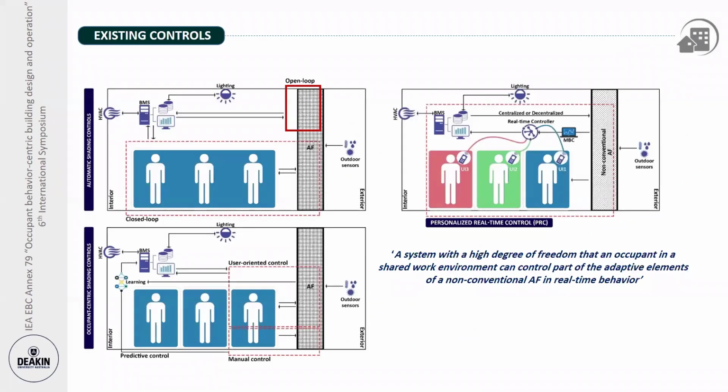Therefore, with respect to automatic shading controls, we have the open loop, where there is no feedback loop. We have the closed loop, which allows a feedback loop but treats all occupants as a homogeneous group. With respect to occupant-centric controls, we have the manual control, which compromises energy savings, and there is no framework in a shared space. We have the user-oriented control, which is individualized, but not for a shared space. And finally, we have the predictive controls that require a learning process, and direct user interactions are limited. So I introduced a new system called personalized real-time control, with a specific definition as I stated, where the aim is synchronizing users' feedback in the loop to control part of the adaptive elements.